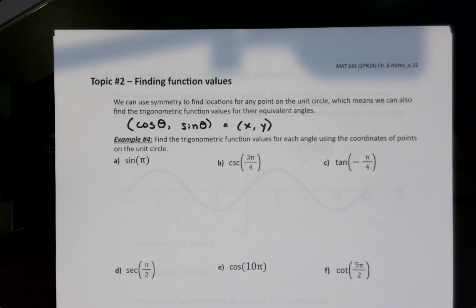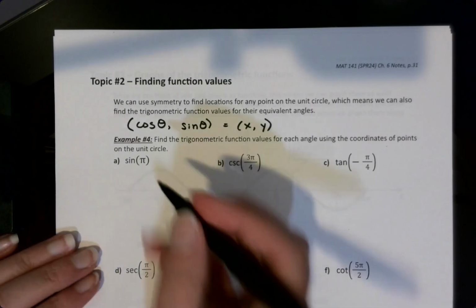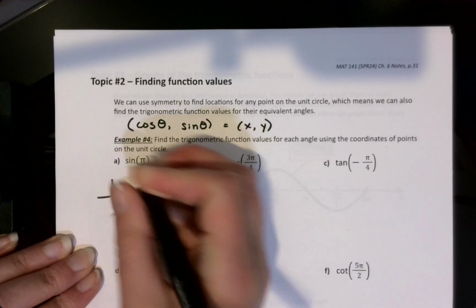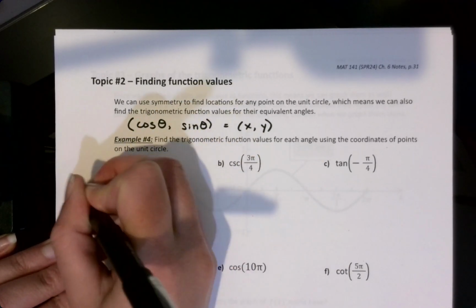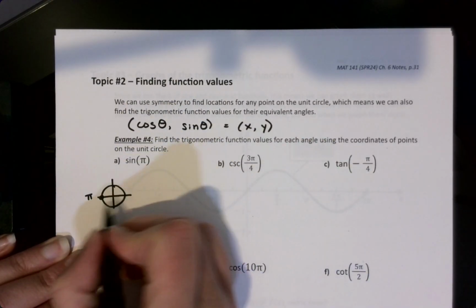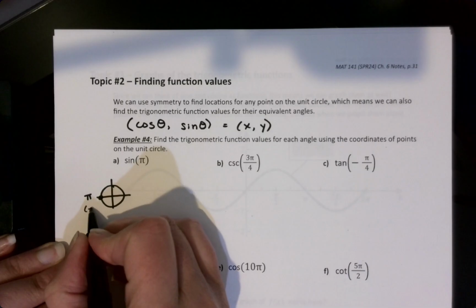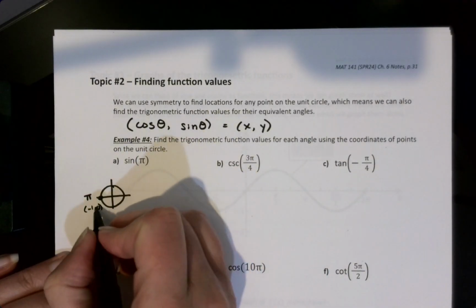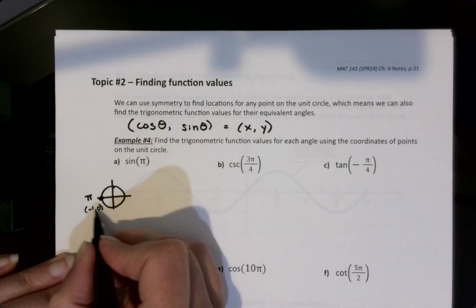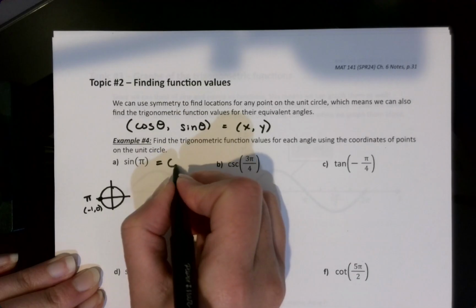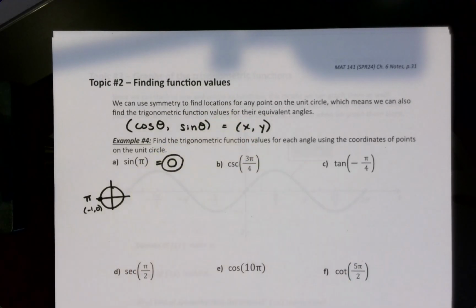So if I wanted to find the sine of pi, I like to picture my unit circle and where the angle pi is. And if I know where the angle pi is, I know that that is at the ordered pair -1, 0. And so the sine of pi is going to be equal to the y-coordinate, which is 0. So sine of pi is equal to 0.